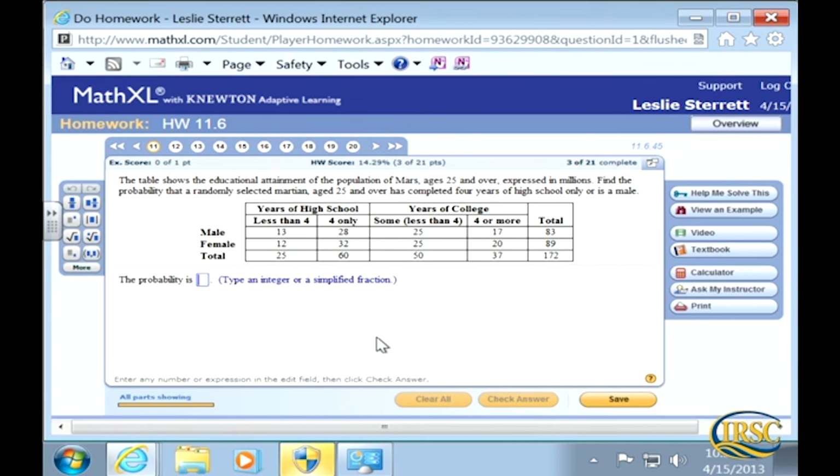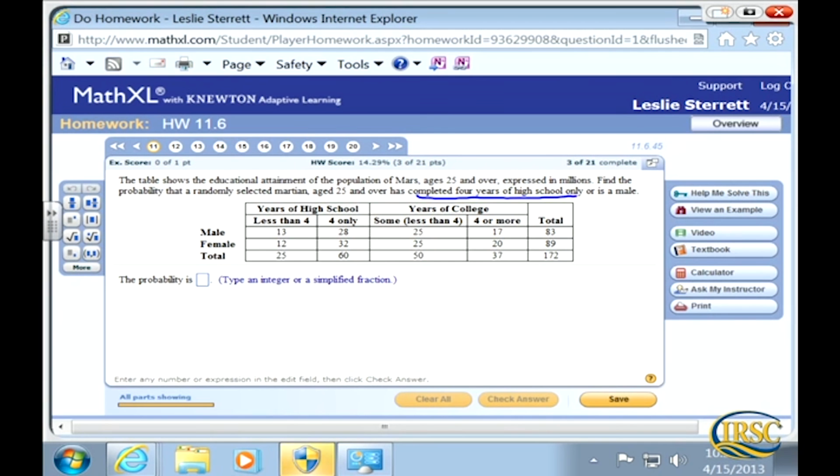Okay, now it says same information. The numbers have changed though. But what's the probability that the selected Martian age 25 and over has completed 4 years of high school only or is a male? So has completed 4 years of high school only or is a male. So what's the key word here? Or. And is it possible that they have completed 4 years of high school only and be a male at the same time? Yes, so these are not mutually exclusive.